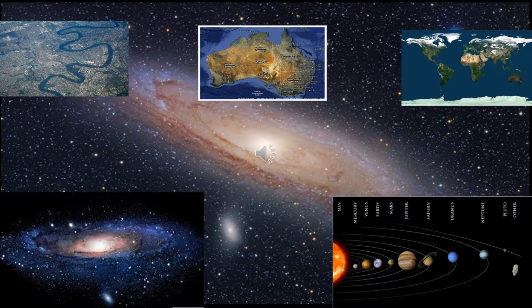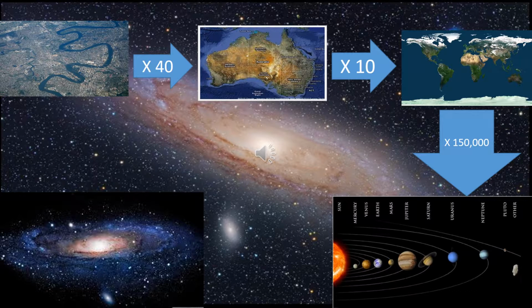Now that that's cleared up, here's a recap. We start off with my home city, Brisbane. We then multiply the size of Brisbane by 40 to get the size of Australia. Multiply the size of Australia by 10 and you have the Earth. Multiply that again by 150,000 and you have the solar system.